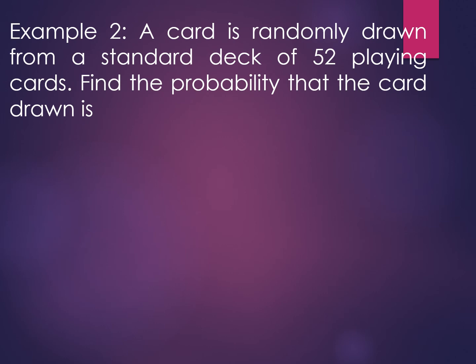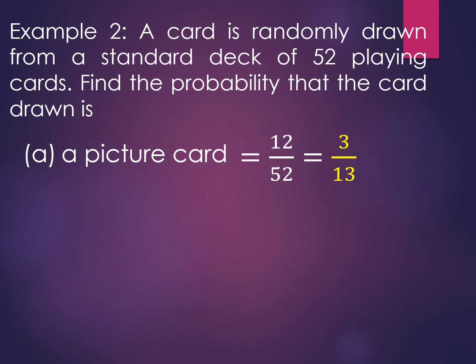So for example number 2, a card is randomly drawn from a deck of 52 playing cards. Find the probability that the card drawn is a picture card. From here, we all know that we have 12 picture cards. So we have jack, king, and queen. Then we have to multiply it by the 4 different suits. So 3 times 4 is 12. Then the total number of outcomes, of course, is 52. So 12 over 52, reduced to the lowest term, is 3 over 13.